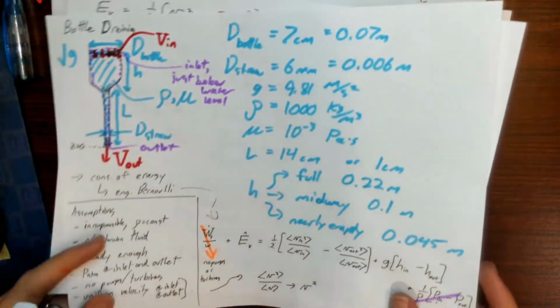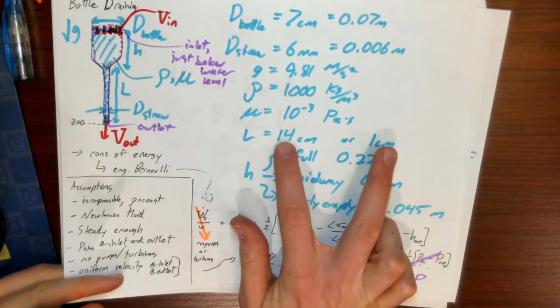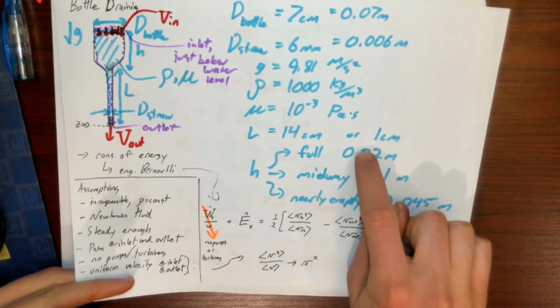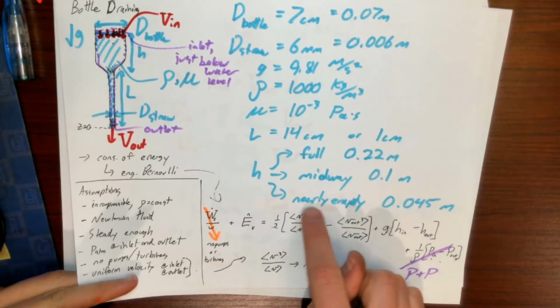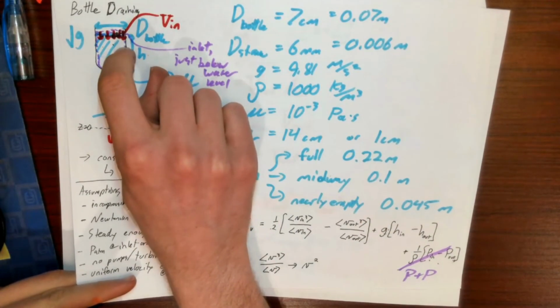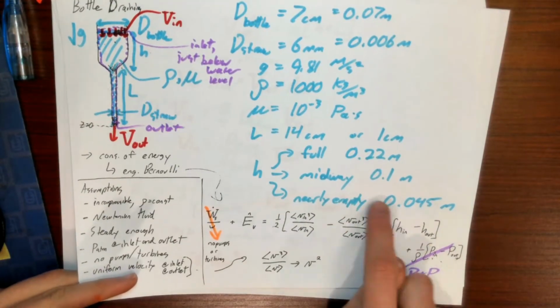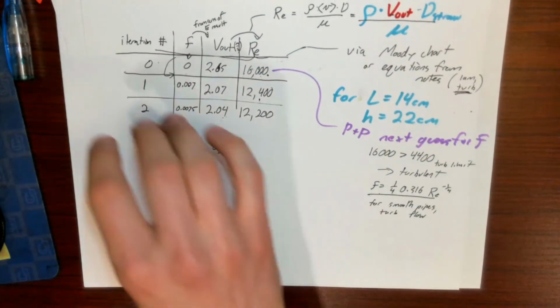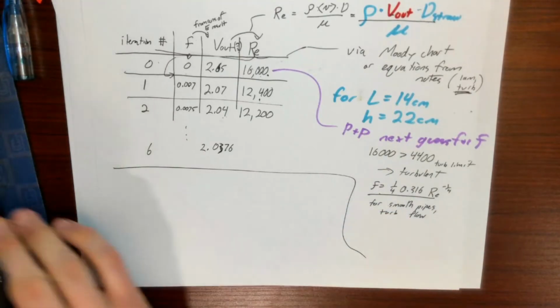So let's go back to the problem statement where we had 2 different lengths of straw that we were considering, and a couple of cases. The case where it was really full, the case where we were somewhere in the middle, the bottle was somewhat half empty, and then the case where the bottle was nearly all the way empty. So let's build a chart for those 6 scenarios.